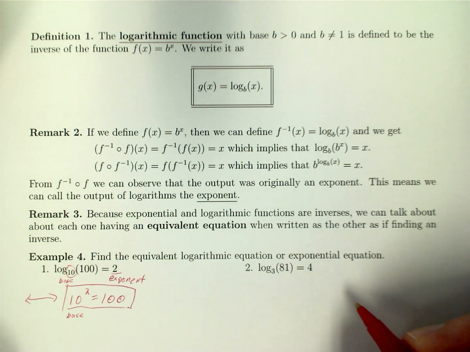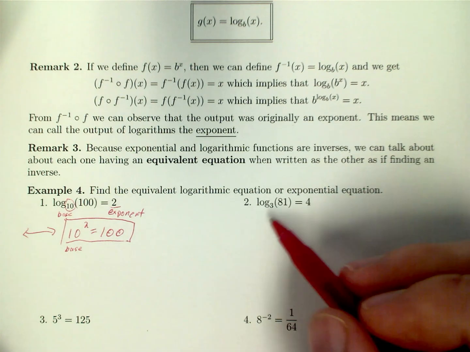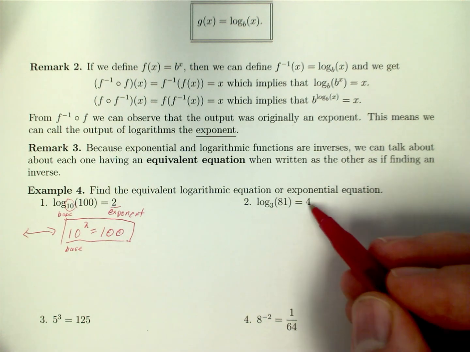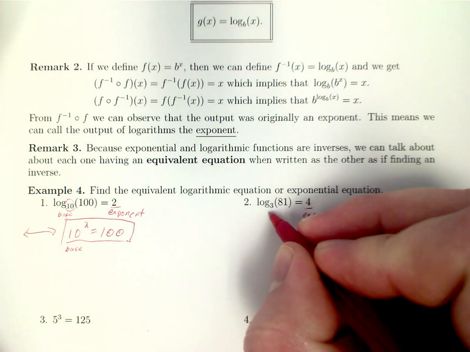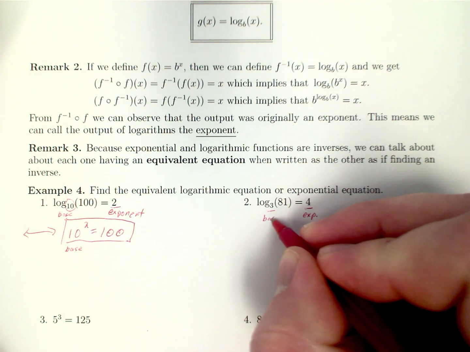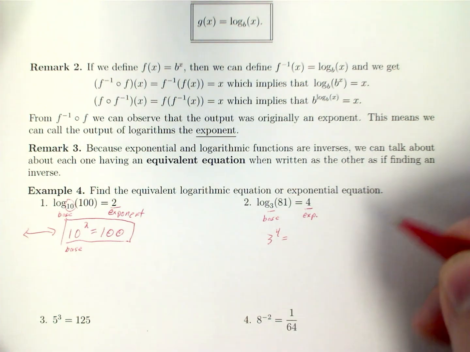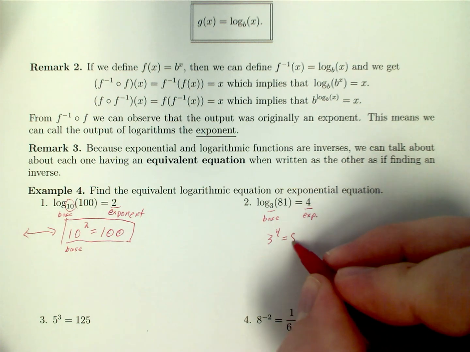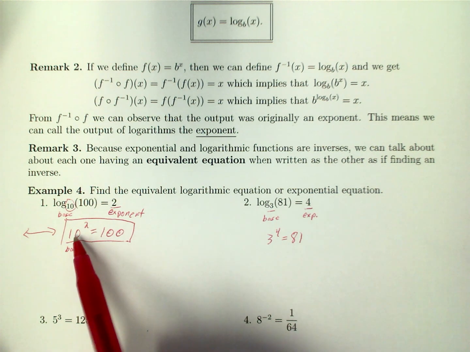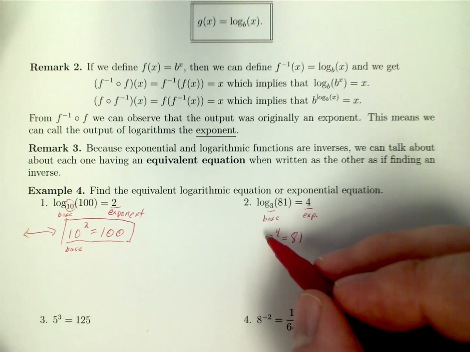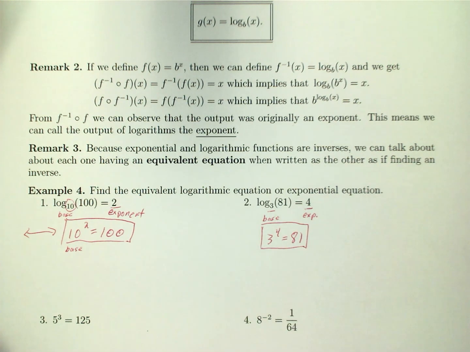All right, so if we look at number 2, same thing. We have log base 3 of 81 equals 4. The output is the exponent. The base is the base of the exponent. So base with exponent is 81. And this makes sense. 10 squared is 10 times 10, which was 100. 3 to the 4th is 3 times 3 times 3 times 3, which is in fact 81.